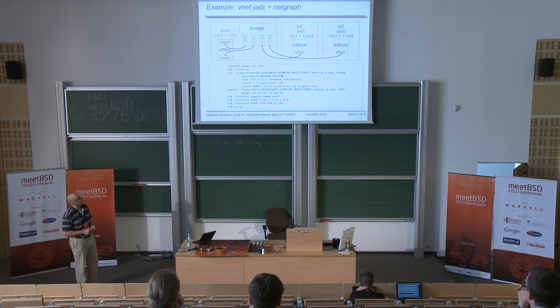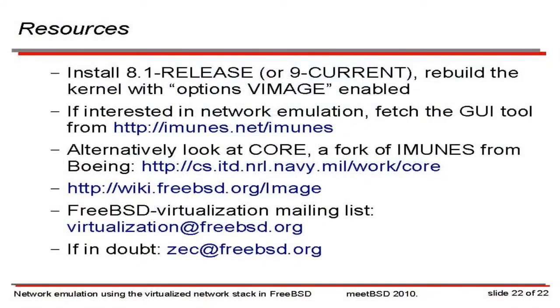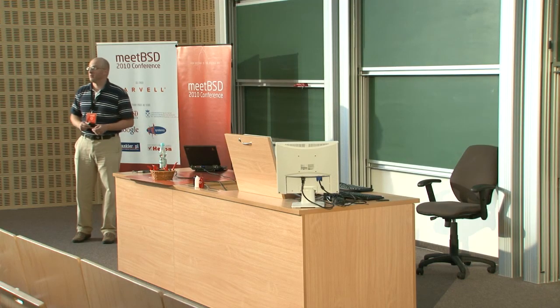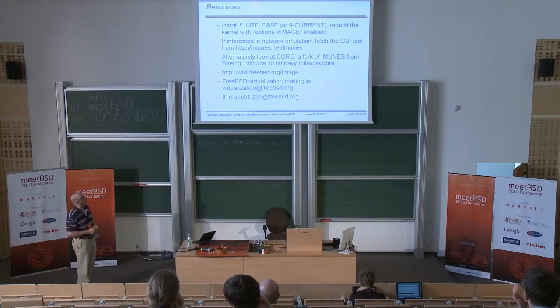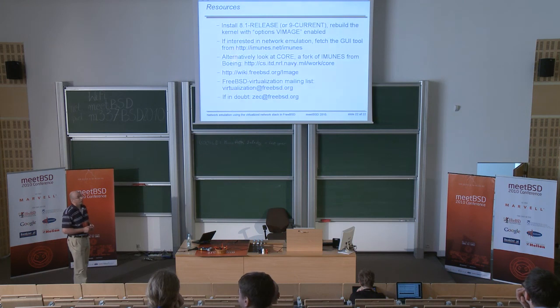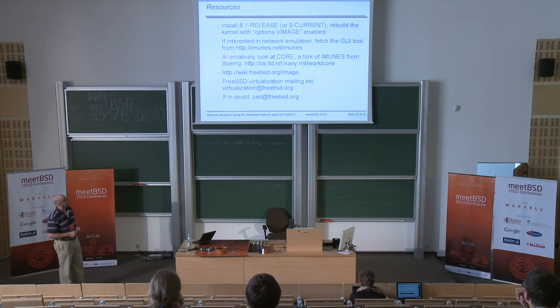And basically this is a typical set of steps that one would go through, probably in a script, if one would want to set up virtual hosting environments with multiple Vnet jails. So basically that's it. If you want to try this out, just install FreeBSD 8.1 rc2, I think rc3 is not yet out. If you want to play with the network emulation GUI, you can fetch it here.